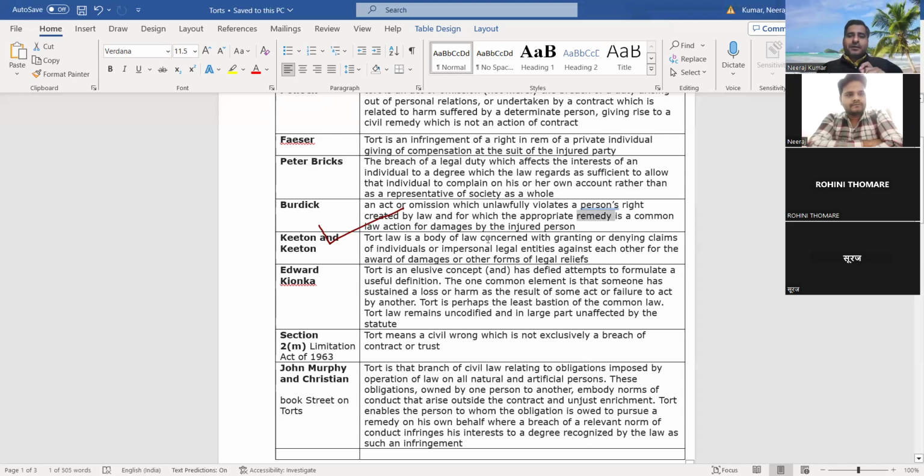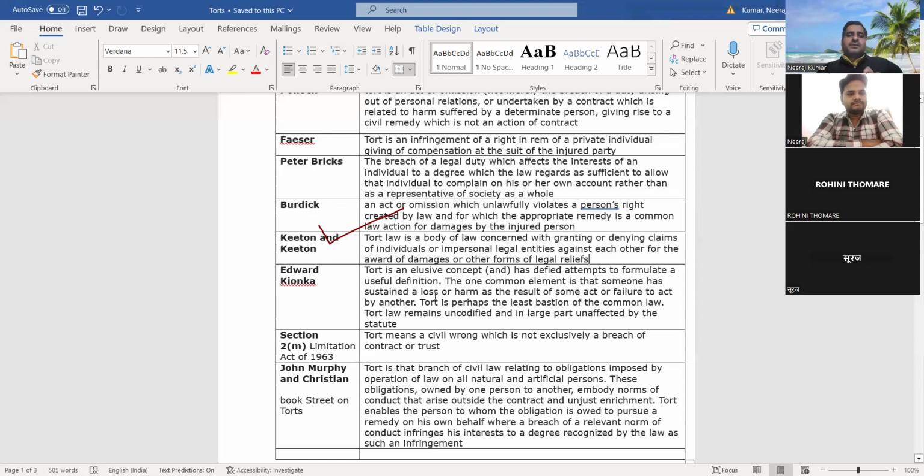Ketone and Ketone: tort law is a body of law concerned with granting or denying claims of individuals, again, one person, or impersonal legal entities against each other for the award of damages or other forms of legal relief. Again, self-explanatory, almost the same thing. Just words here and there. We don't expect that it will ask you to give these definitions. But if we read them and there is some question based on these terms, then we can easily explain that someone said it in that way.